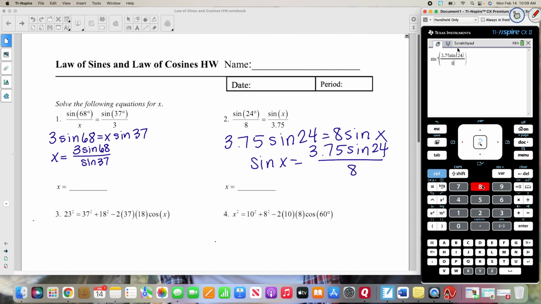Sine negative 1. Henry, I feel like you can't see back here. Remember the other day when you were having troubles? You're not going to move up. And so 3.75 sine 24 divided by 8.